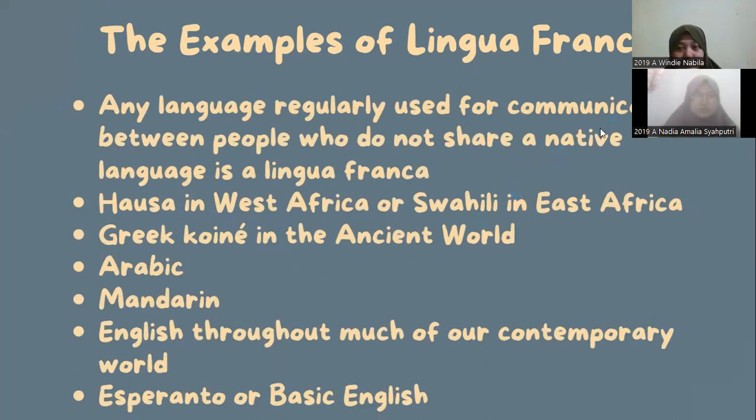Okay, thank you. So, what are the examples of Lingua Franca? Any language regularly used for communication between people who do not share a native language is a Lingua Franca. It's like Hausa in West Africa or Swahili in East Africa, Greek koine in the ancient world, Arabic, Mandarin, French, Russian, English, and Basic English. At one time or another, Greek koine and Vulgar Latin were in widespread use as lingua franca in the Mediterranean world and much of Europe.